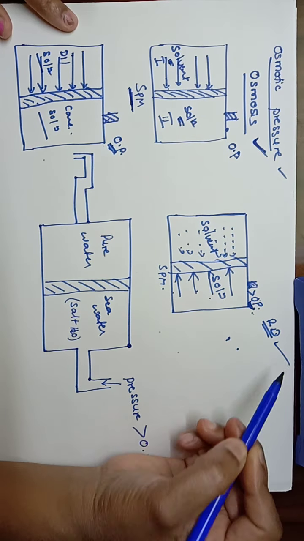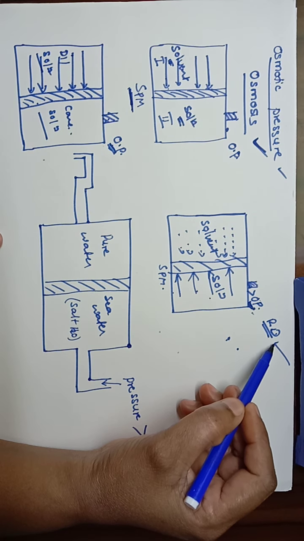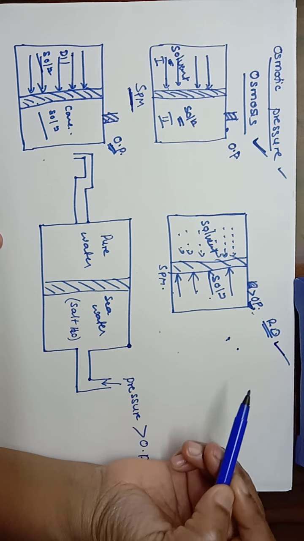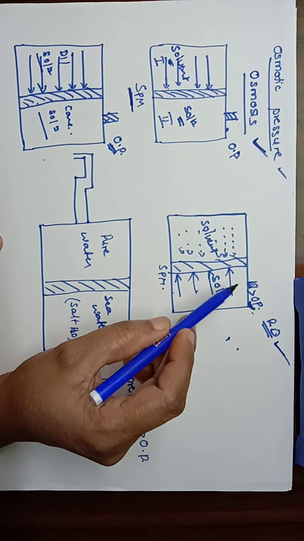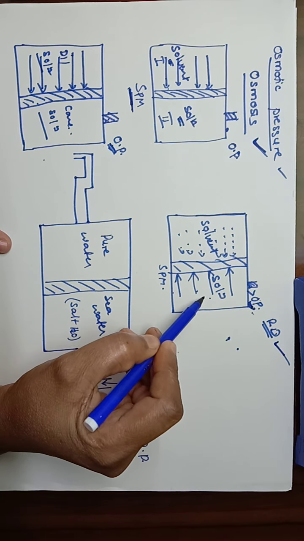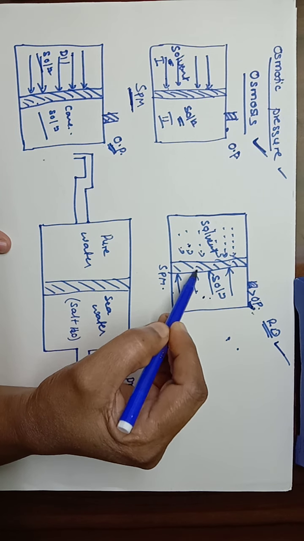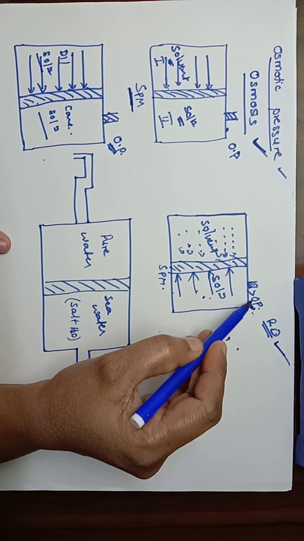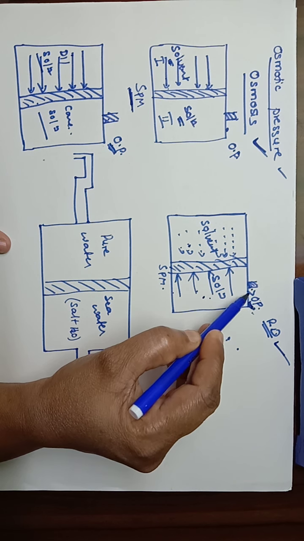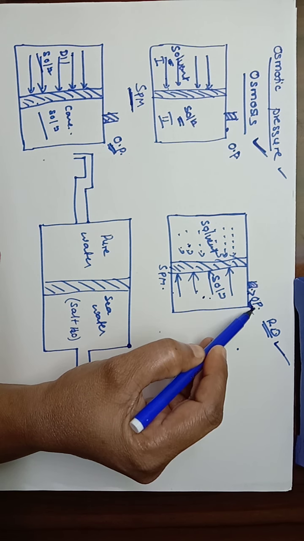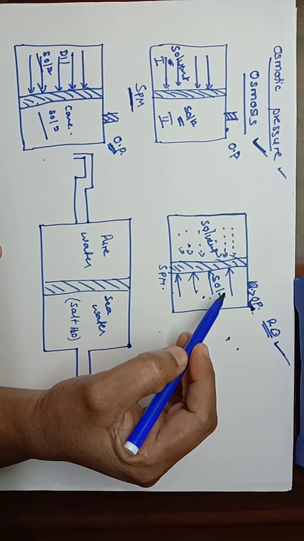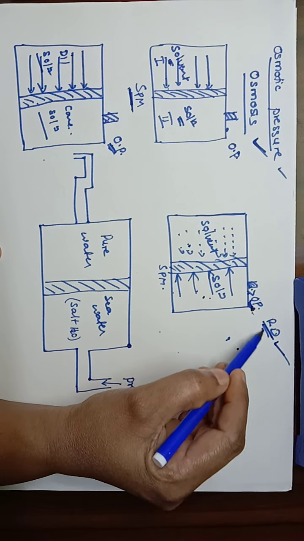So what is reverse osmosis? Reverse osmosis is defined as the movement of solvent particles from a solution into the solvent through a semi-permeable membrane by applying certain pressure more than the osmotic pressure. So that movement or that process can be taken as reverse osmosis.